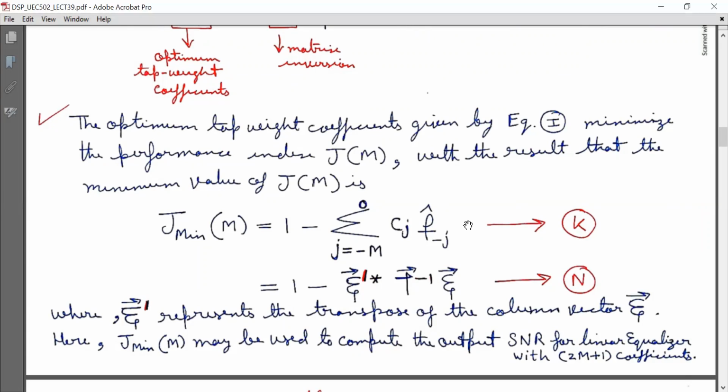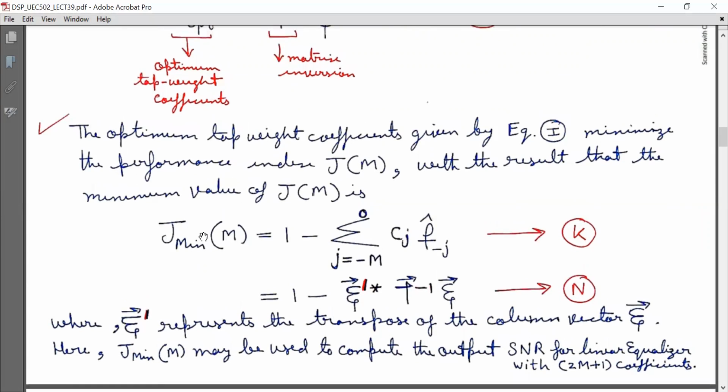Now I can express this summation term in terms of matrices. So I can write J minimum M is equal to 1 minus xi vector dash conjugate tau vector inverse xi vector. Mark it as equation N, where xi vector dash represents the transpose of the column vector xi vector. Here J minimum M may be used to compute the output SNR for a linear equalizer with 2M plus 1 coefficients. So we have calculated J minimum for the MMSE equalizer using equation N.